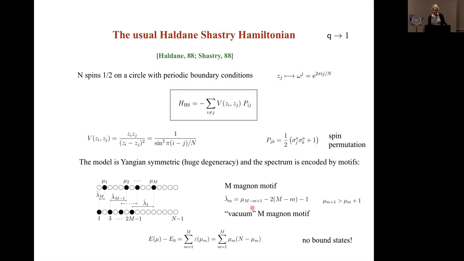You see that in order to make room for all the states, you have to have a huge degeneracy, and this huge degeneracy is explained by the fact that the Hamiltonian commutes not only with the SU(N) generators, but with a much larger set of generators, which are the generators of the Yangian.